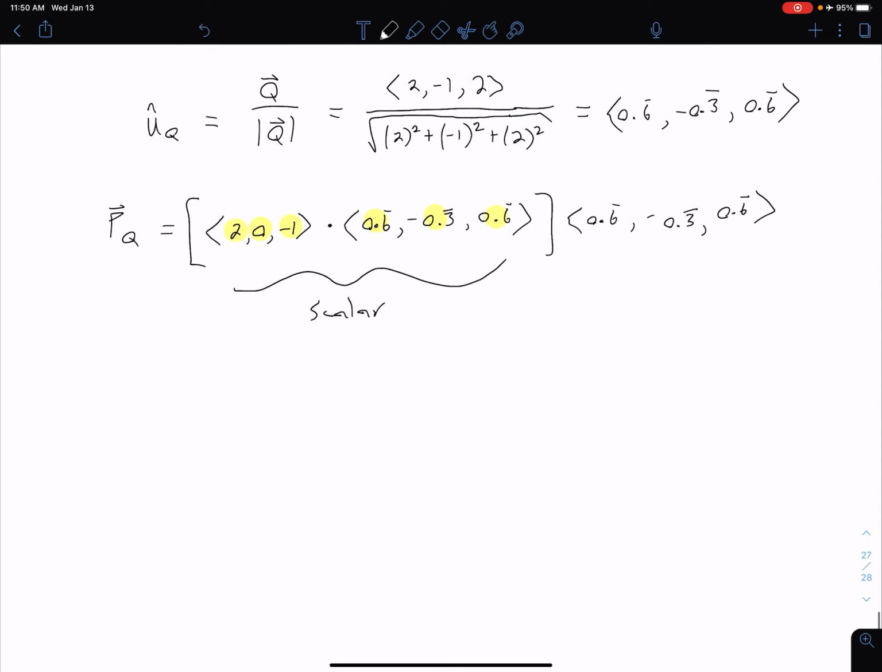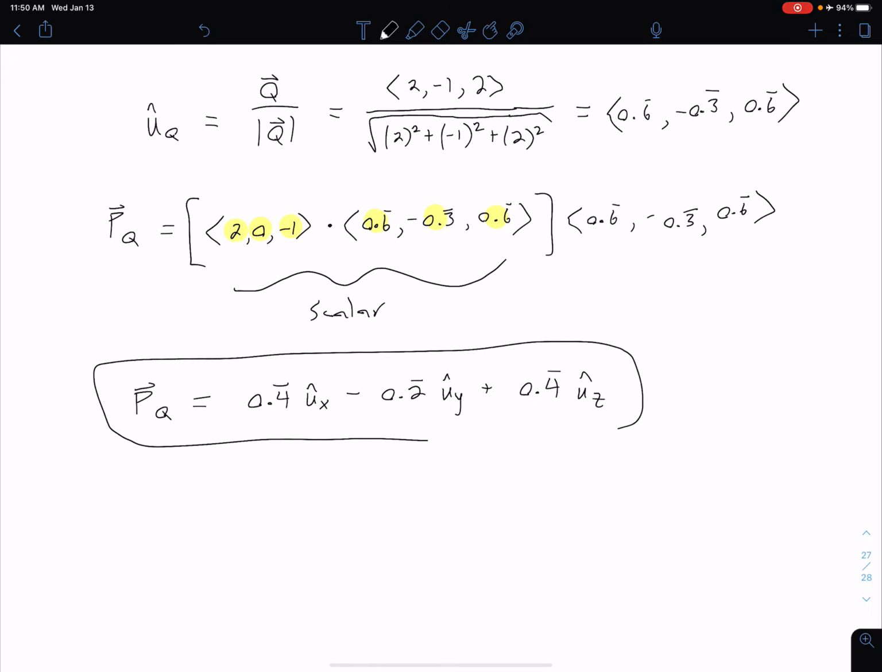So if I use those exact values of 0.6 repeating, 0.3 repeating, and 0.6 repeating, the final answer is our projection of P onto Q, or our component of P along Q, both mean the same thing, is equal to 0.4 repeating in our x direction minus 0.2 repeating in our y direction plus 0.4 repeating in our z direction. And that would be our answer for this part.